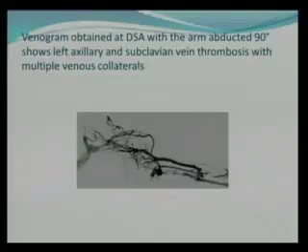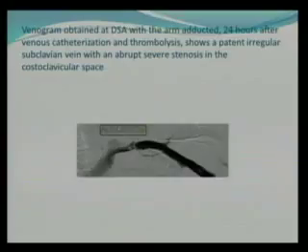However, you see that the proximal subclavian vein may be patent. However, the distal subclavian vein and the axillary vein are all chronically occluded with the presence of multiple venous collateral channels. This was with the arm abducted 90 degrees. Now, Venogram obtained with the arm adducted 24 hours later, after venous catheterization and thrombolysis, shows a patent irregular subclavian vein with an abrupt stenosis in the costoclavicular space.